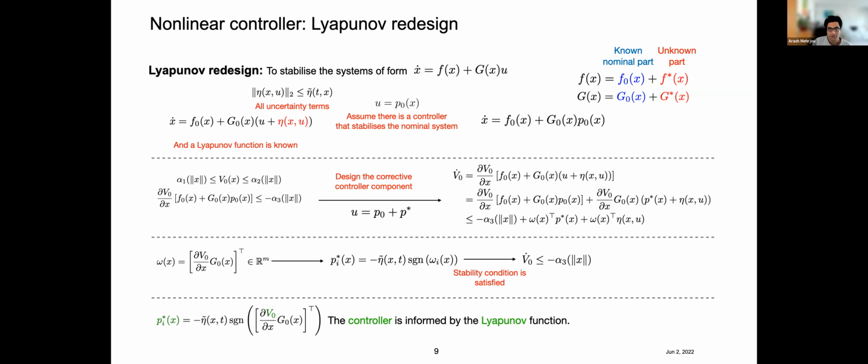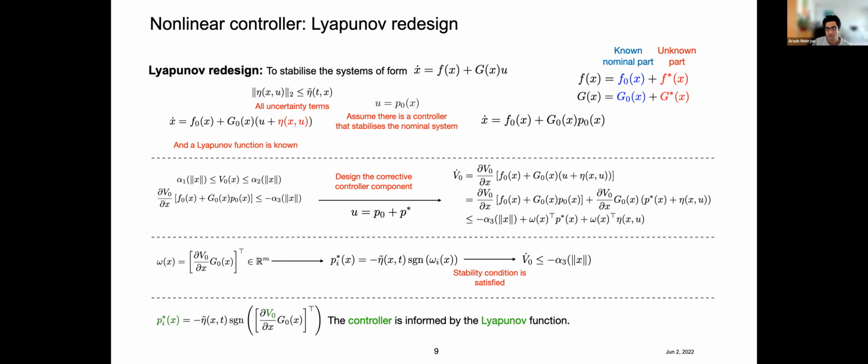So the interesting thing is that there is this W(x) in this upper bound, and this depends on the Lyapunov function itself. If we want to make sure that the derivative of the Lyapunov function is negative, then this W or omega function needs to be a function of the Lyapunov function itself. This means that the additional controller uses the information of the existing Lyapunov function of the system, meaning that the controller is informed by the Lyapunov function.